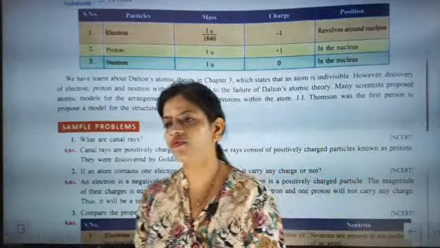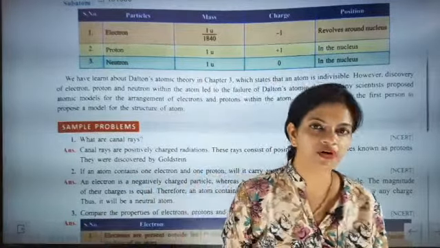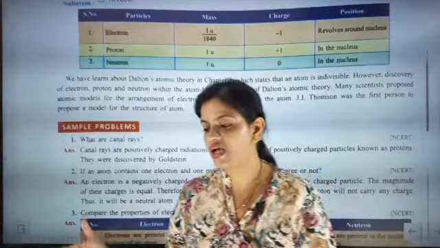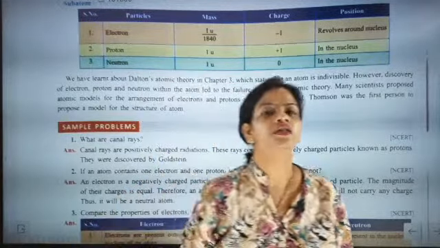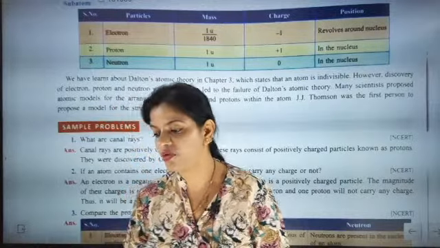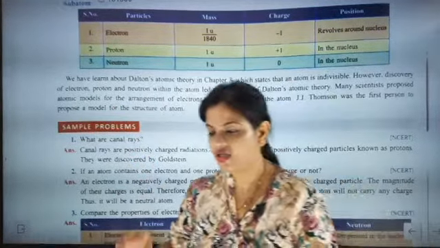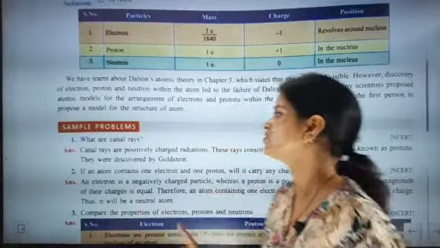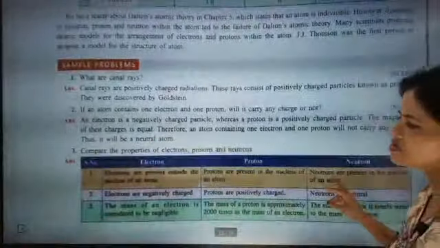Canal rays have protons. It was discovered by Goldstein and it is positively charged. They are positively charged rays. I repeat, they are exactly positively charged rays. So now we have understood about this.